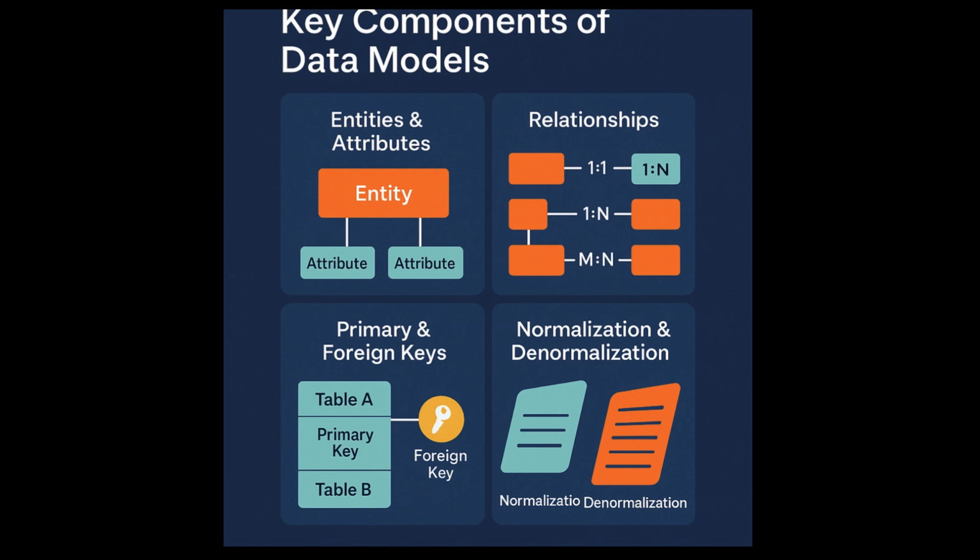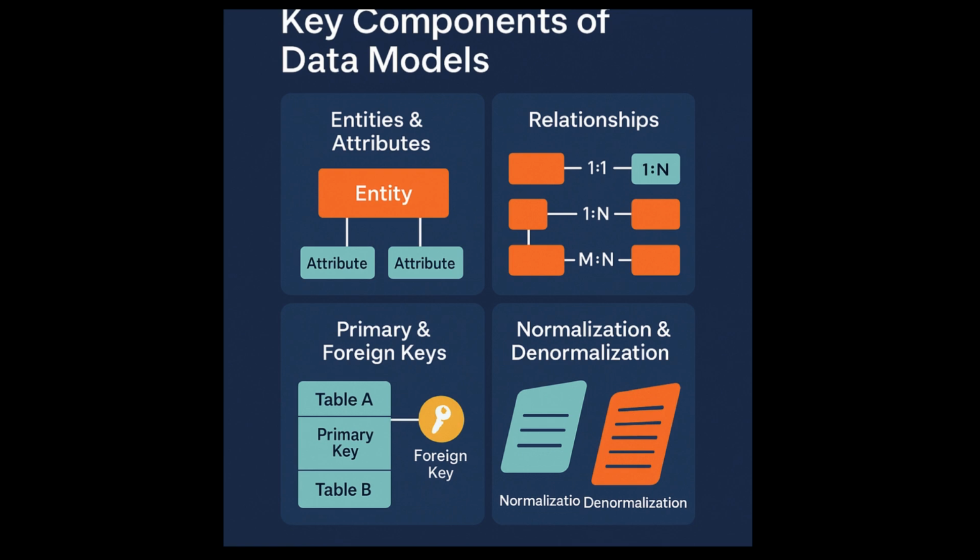2. Relationships. Relationships define how entities are connected to each other. There are three main types: one-to-one. One record in entity A is linked to one record in entity B. Example: each employee has one unique ID card. One-to-many. One record in entity A can be linked to multiple records in entity B. Example: one department can have many employees. Many-to-many. Multiple records in entity A can relate to multiple records in entity B. Example: students can enroll in multiple courses, and each course can have many students.